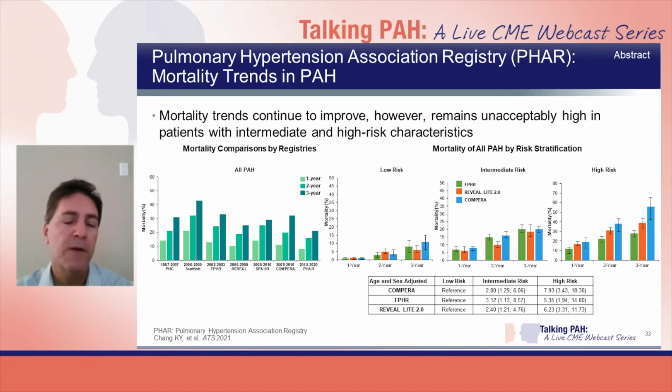And so basically what these registries are telling us is that there is a way to still stratify these patients, and no matter how you slice it, no matter how you cut it up, whatever registry you use, as risk goes up, there is a strong correlation with outcome. So the risk data is real.